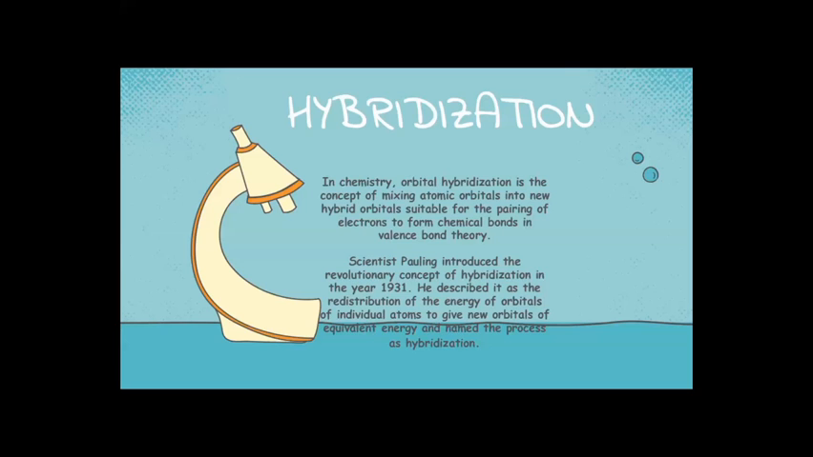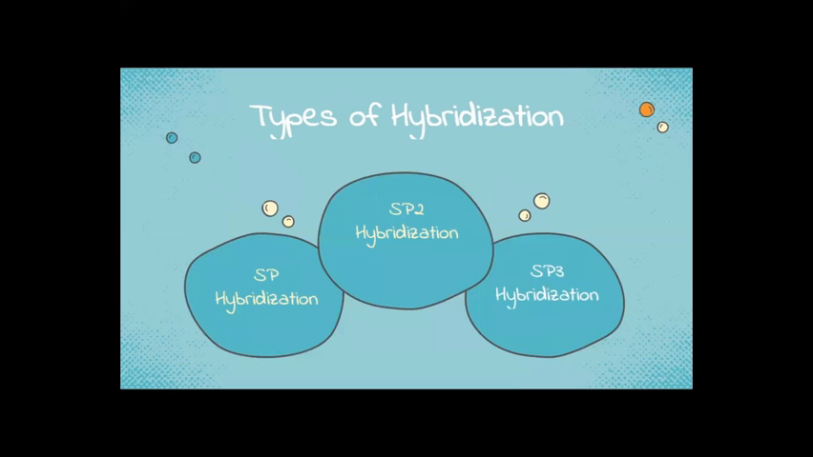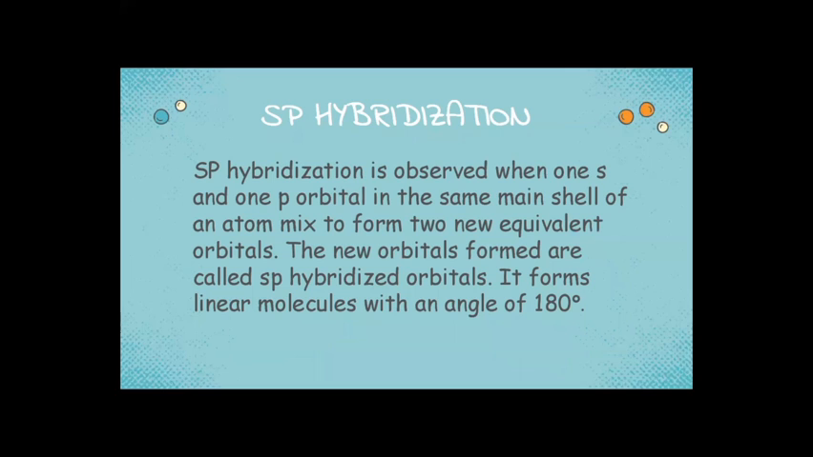Now move on to the next slide. This slide talks about the types of hybridization. First is sp hybridization, the second type is sp2 hybridization, and the third is sp3 hybridization. What is sp hybridization? Sp hybridization is observed when one s and one p orbital in the same main shell of an atom mix to form two new equivalent orbitals. The new orbitals formed are called sp hybridized orbitals. It forms linear molecules with an angle of 180 degrees.